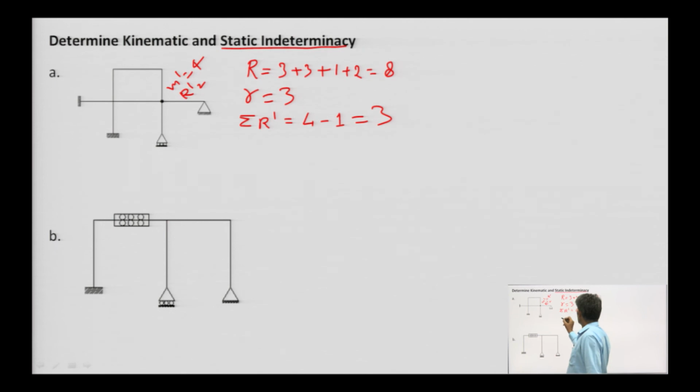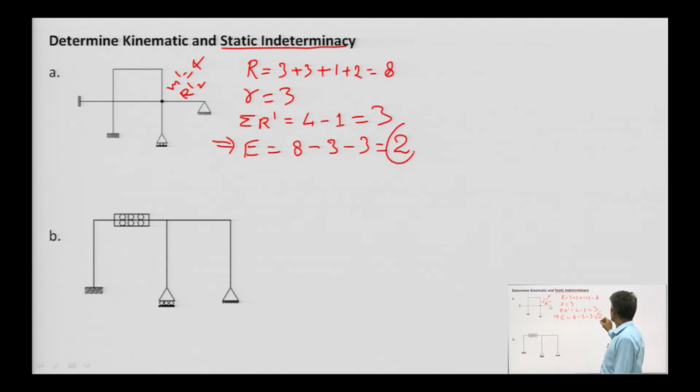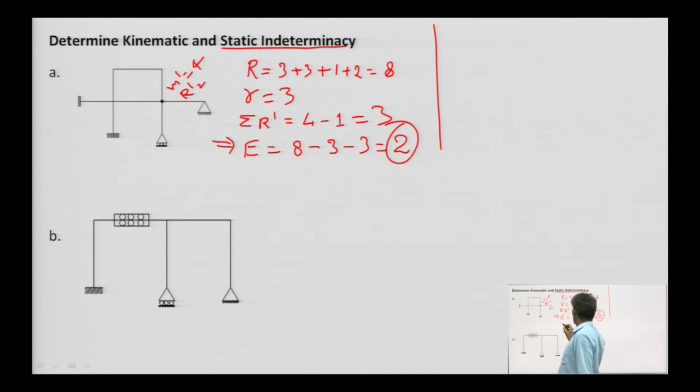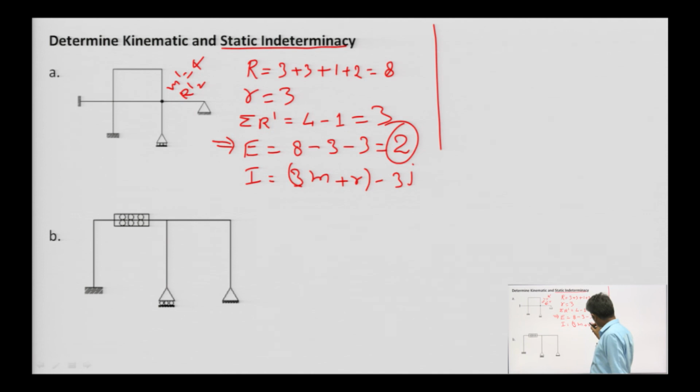So external indeterminacy can be calculated by capital R, 8 minus 3 minus 3, which is 2. Externally indeterminate with order 2. Internal indeterminacy you can calculate by 3m plus small r minus 3j. In case of internal indeterminacy, there is small r. Do not put capital R, put small r.